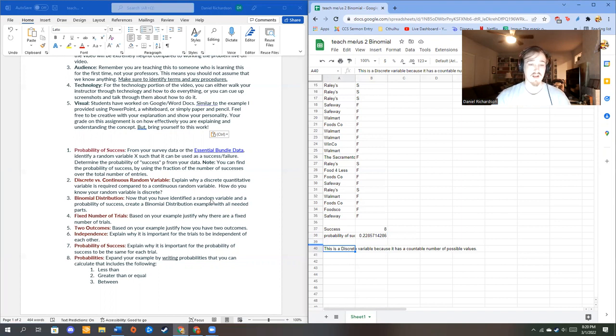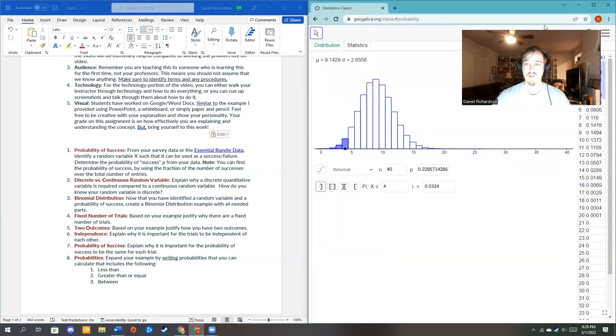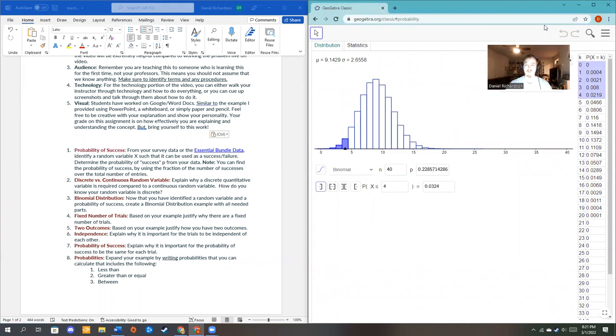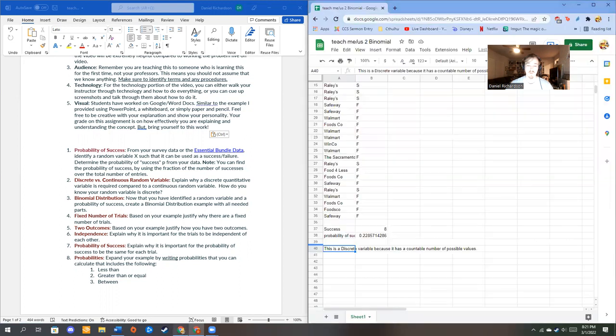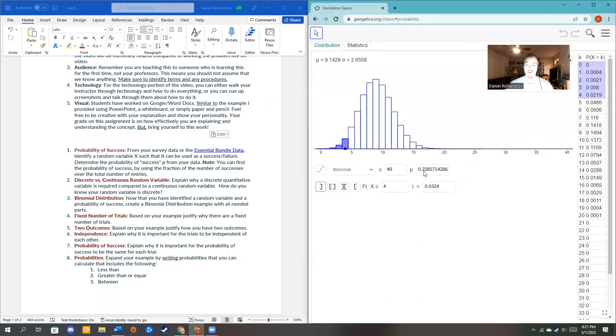Now that you've identified a random variable and a probability of success, create a binomial distribution example with all the parts. So we're going to move over to a different tab. And you can see here that we have created a binomial table. So we have taken the information that we gathered from here. So we have the probability of success, which is marked with a P. And then we decided to play around with this number.